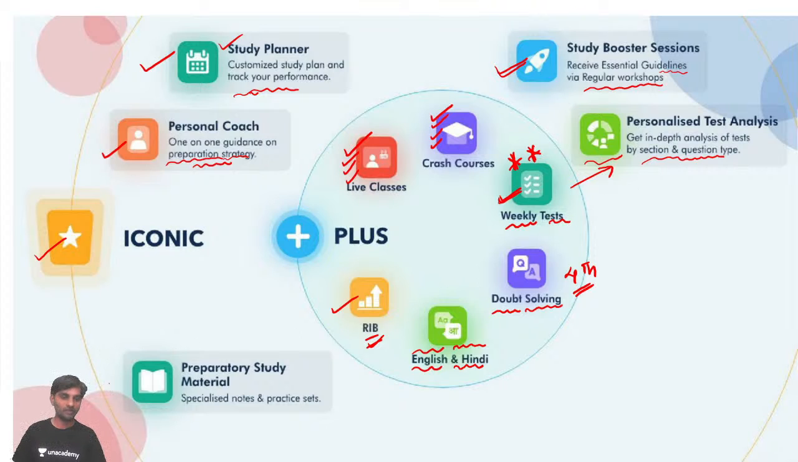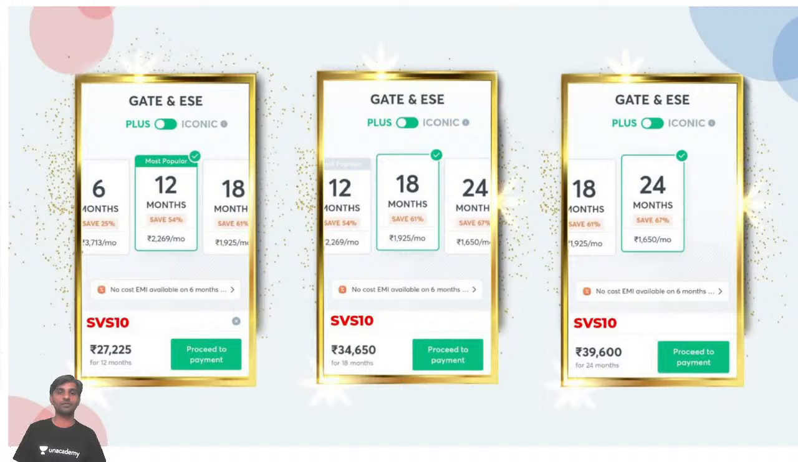Another advantage is that preparatory study material will be provided. That is, specialized notes will be given and a practice test will be there. This practice test will be there for the Iconic subscription. So for the Plus subscription, you have 12 months, 18 months, and 24 months.